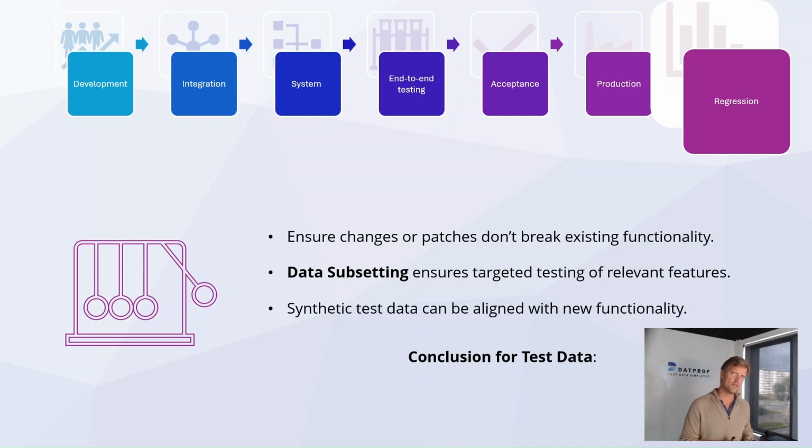With subsets of your production data, you can exactly catch the parts of the system that have been modified without needing the full-size copy. And additionally, it's smart to use a combination of synthetic data and subset data, because for the new functionality, the data that is required can be added with synthetic data for these specific scenarios. So by combining the synthetic data with subsets of production, you can quickly and efficiently get started with your tests.